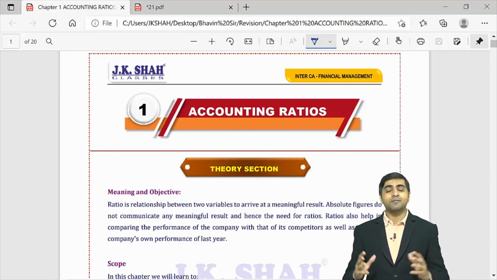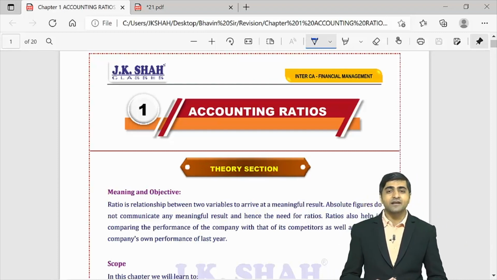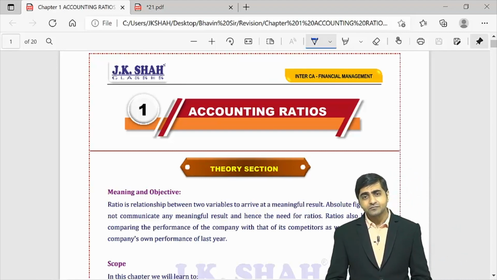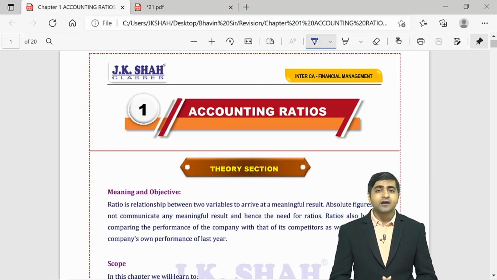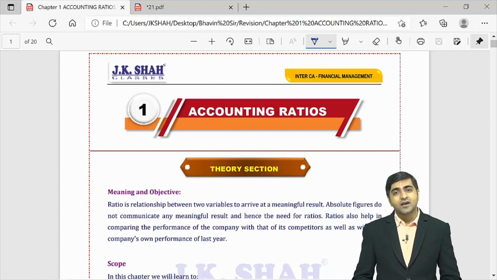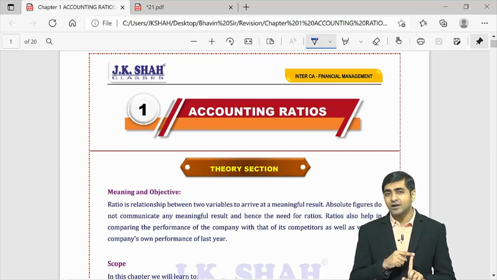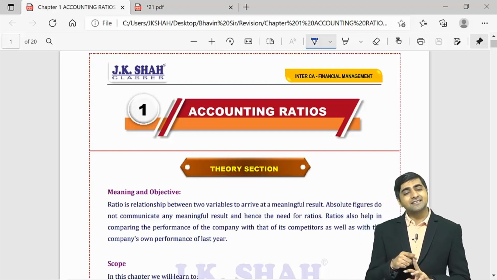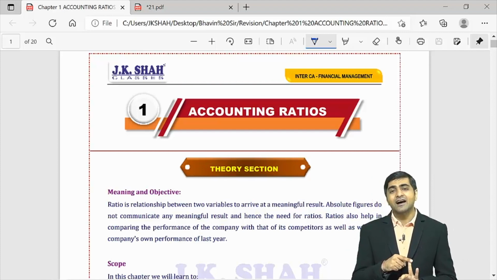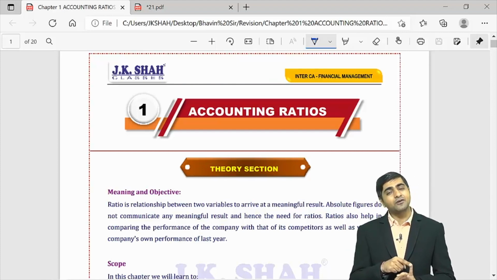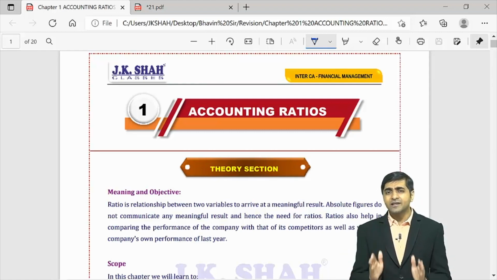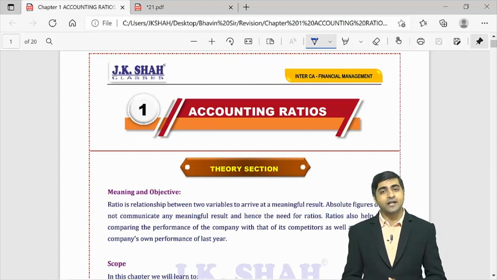But guys, before we start with the practical questions, first you should be aware of what are the different types of ratios which we are going to study. So in your JKSE textbook, we have divided the total ratios into 4 main types, where the first type of ratio is called your balance sheet ratios. Then the second type of ratios are your mixed ratios. The third type of ratios are your P&L ratios, and the fourth type of ratios are your other important ratios. So guys, all the ratios we have classified into these 4 types.